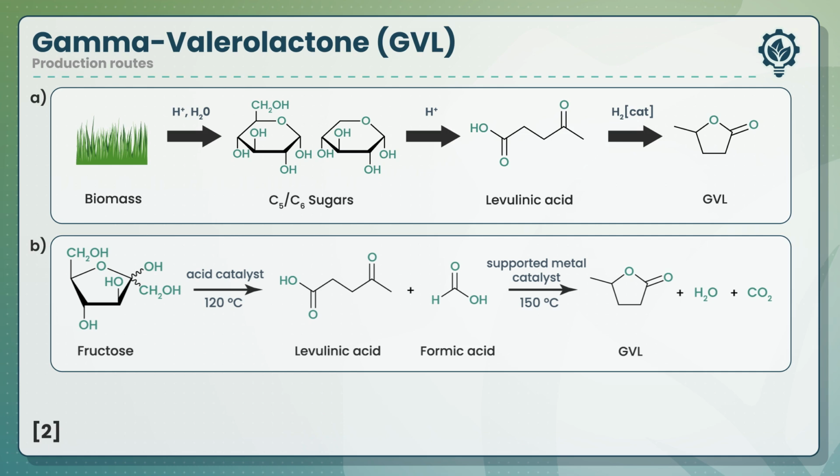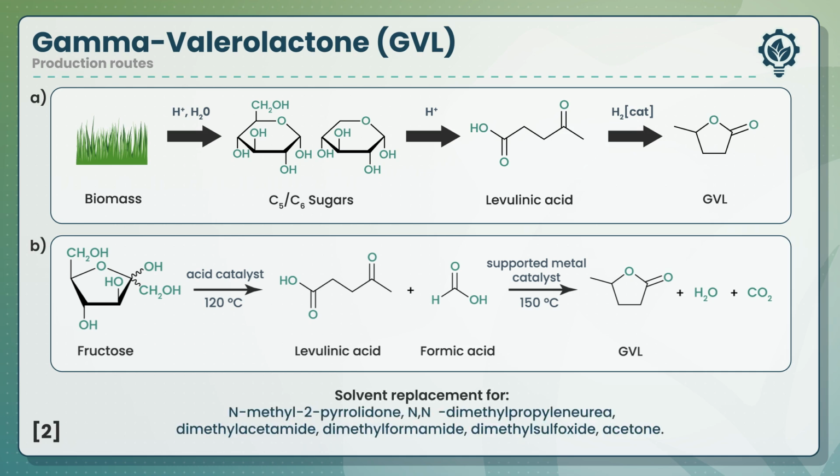Due to its structure and properties, GVL can be classified as a highly dipolar aprotic solvent and is also able to replace solvents with similar properties. Such solvents are N-methyl-2-pyrrolidone, dimethylpropyleneurea, dimethylacetamide, dimethylformamide, dimethyl sulfoxide, and most prominently, acetone.